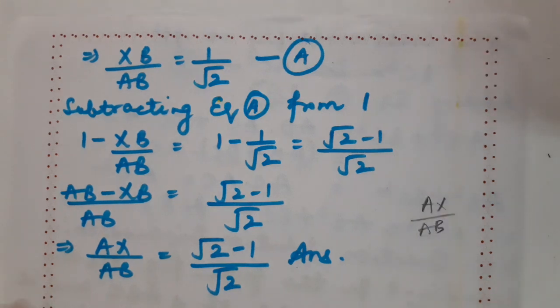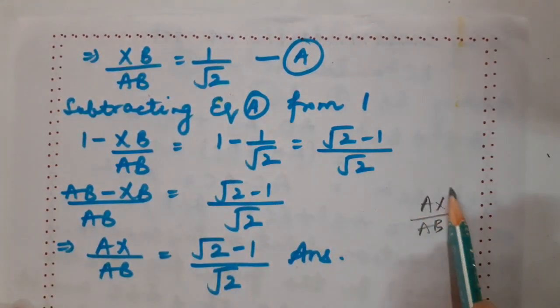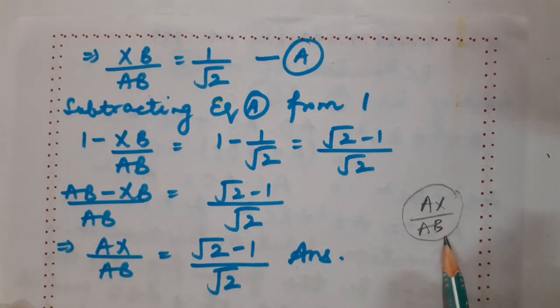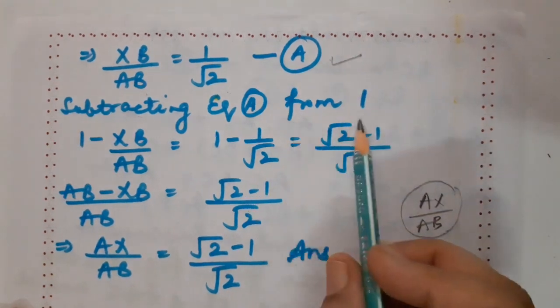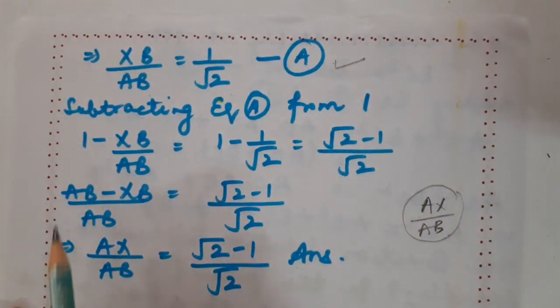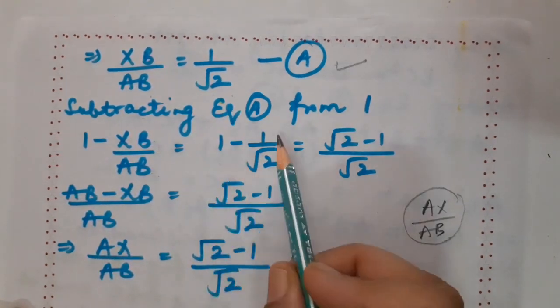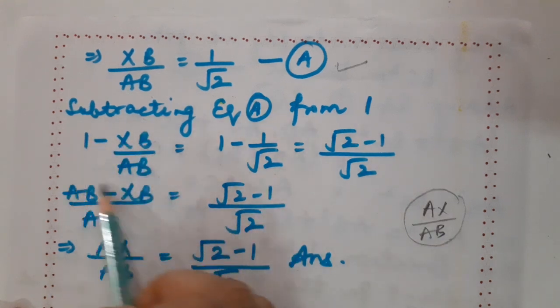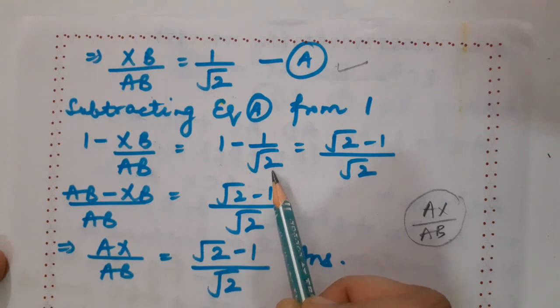Now children, I have found the ratio of XB to AB is equal to 1 by root 2. But in the question the ratio of AX to AB is demanded. So what can I do so that I can get the ratio as AX upon AB? I am going to subtract this equation number A from 1. Just see what happens. It would become 1 minus XB upon AB is equal to 1 minus 1 upon root 2. Because whatever changes you do on the left hand side, the same changes you have to make on the right hand side as well.